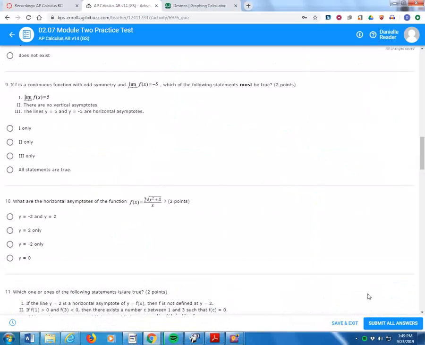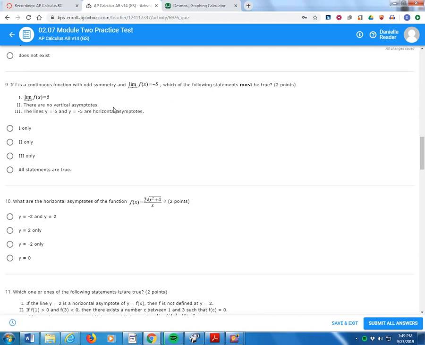Which of the following statements must be true? The limit as x approaches infinity of f of x has to equal 5. No. If it's symmetrical around the origin, it's not going to be like that. If they're both equal to 5 as it goes right and left, that's going to be symmetric around the y-axis, which is an even function, not an odd.